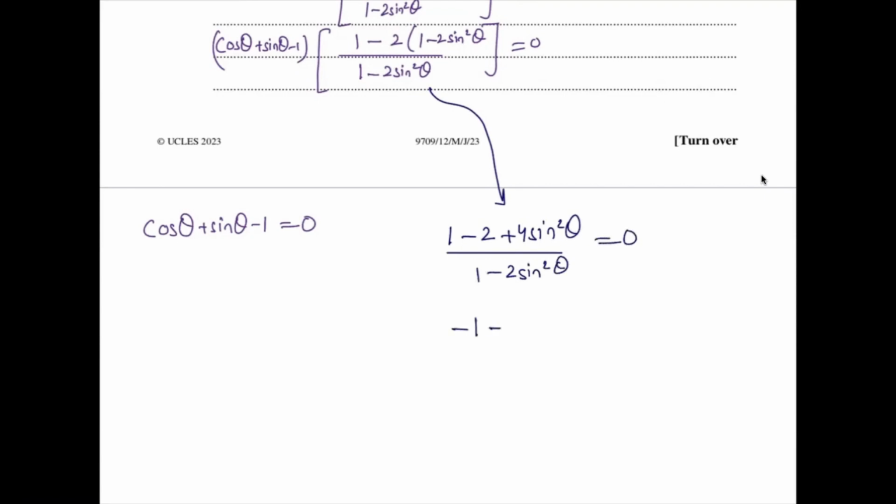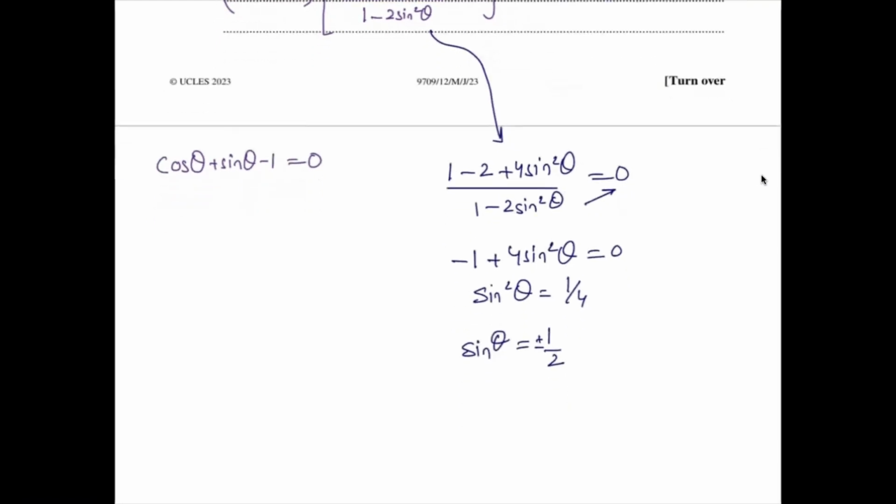This is going to give us minus 1 plus 4 sine square theta equals to 0 when you cross multiply. So sine square theta equals to 1 upon 4, sine theta would be equal to plus minus 1 upon 2. Sine theta equals to 1 upon 2 and sine theta equals to negative 1 upon 2. The problem with this is that theta was lying between 0 and pi. So sine theta is negative beyond pi. So it won't give you any correct values of theta for the given domain.